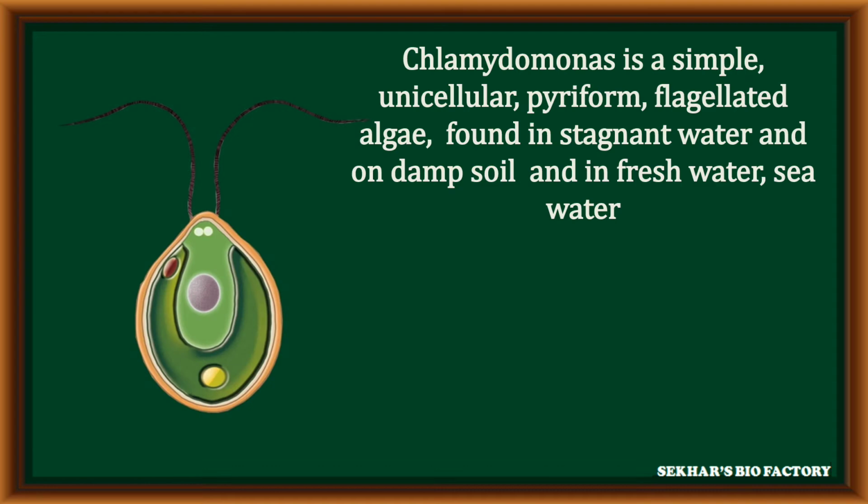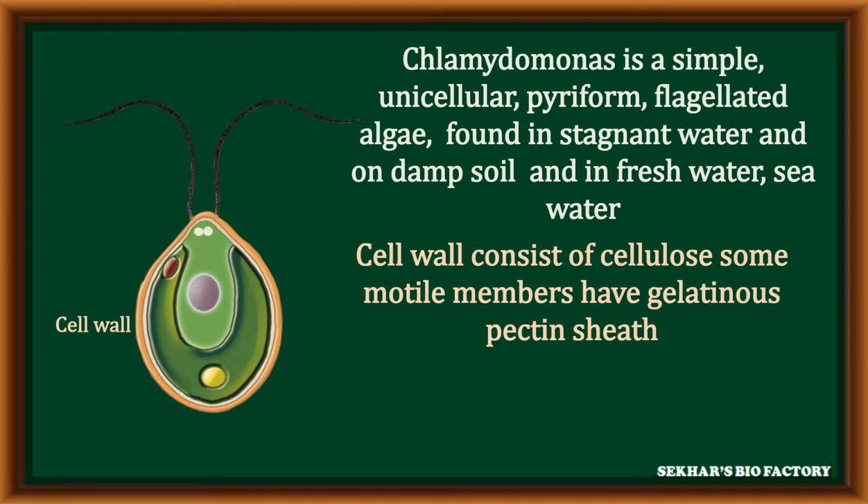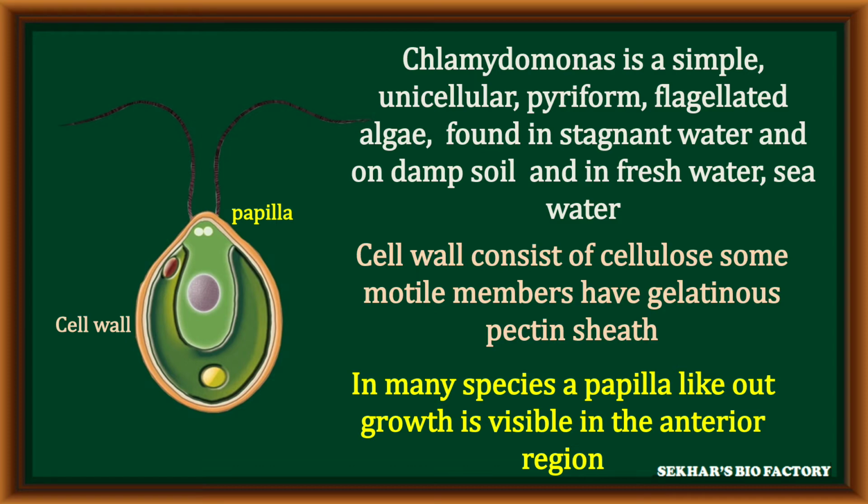Chlamydomonas is a simple unicellular pyriform flagellated alga. It is present in stagnant water and on damp soil, and sometimes it is present in fresh water and sea water also. The cell wall of Chlamydomonas consists of two layers, and it is made up of cellulose, and some of the motile members have a gelatinous pectin sheath around the cell. In many species, a small papilla-like outgrowth is visible in the anterior region.